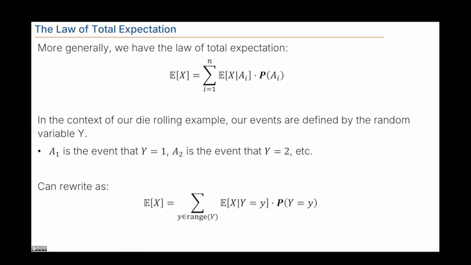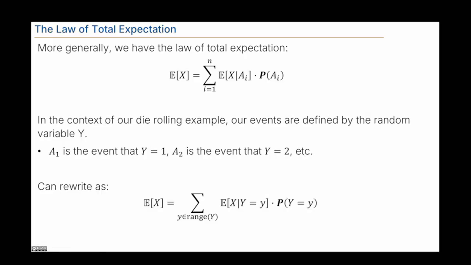Okay. All right. So in the context of our die rolling example, we can think about these events as defined by the random variable. A1 is the event that y equals 1. A2 is the event that y equals 2. It's just a collection of sample points in general. So we can rewrite it as follows.